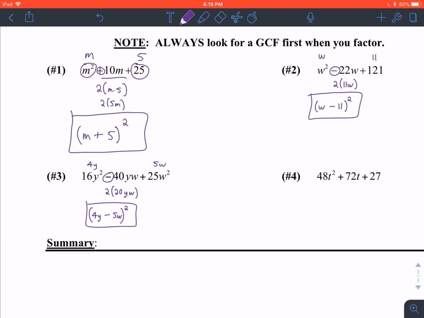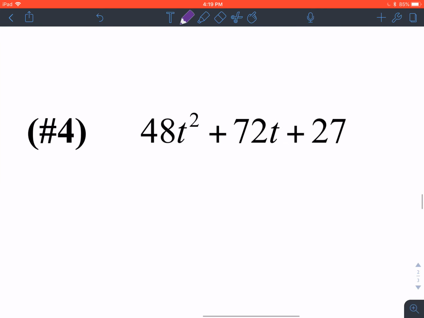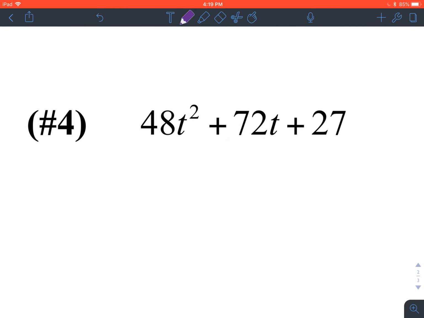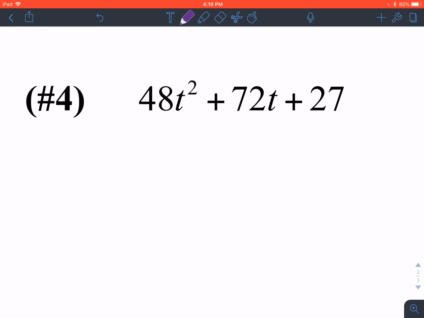Okay? Double check my paper, make sure we're good here. All right, the last one's a little tricky because we do need to look for a GCF first. Is there a GCF that goes into all 3 of these? It's kind of tricky to see. But actually, 3 goes into all of these. So I'm going to put 3 in a square bracket and divide them all by 3. We're going to get 16t squared plus 24t plus 9.